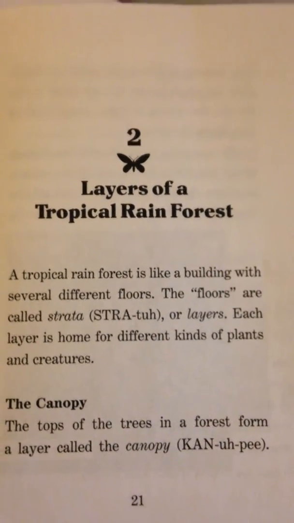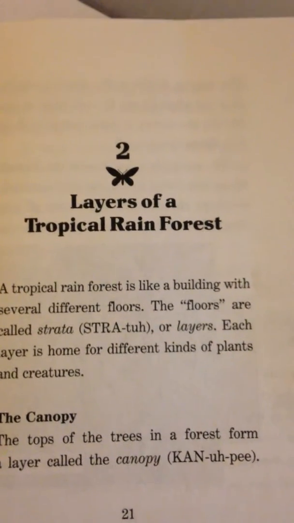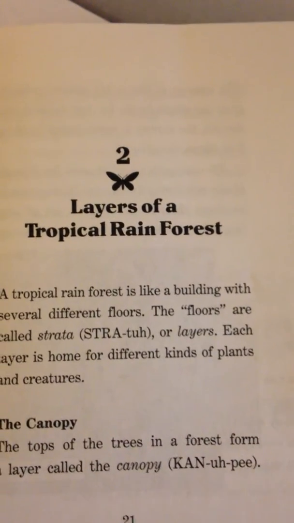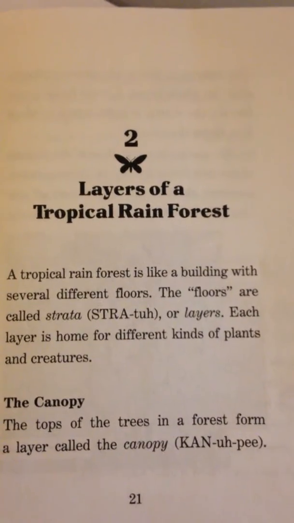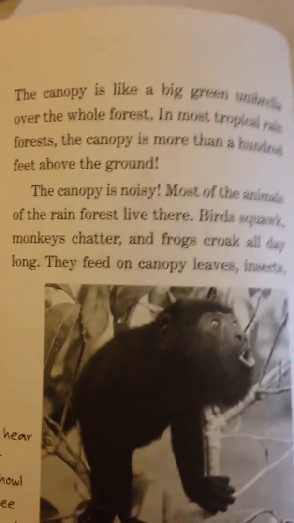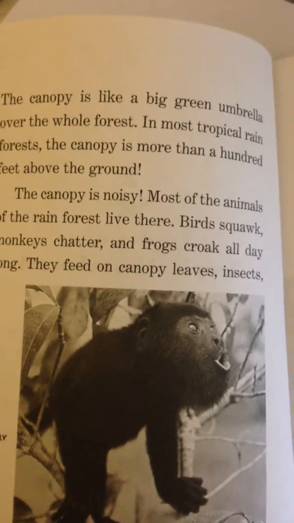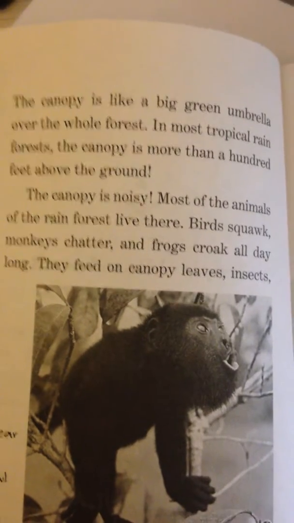A tropical rainforest is like a building with several different floors. The floors are called strata or layers. Each layer is a home for different kinds of plants and creatures. The canopy. The tops of the trees in a forest form a layer called the canopy. The canopy is like a big green umbrella over the whole forest. In most tropical rainforests, the canopy is more than 100 feet above the ground.